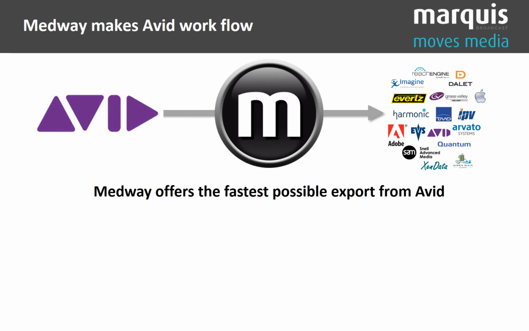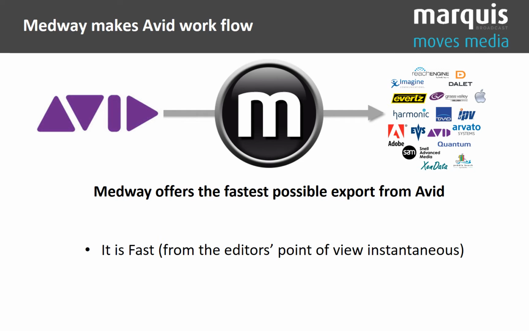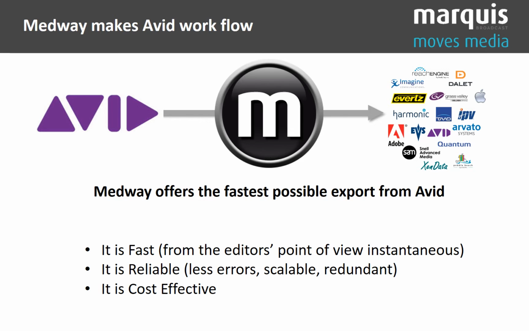In particular, Medway is the fastest possible way to export from Avid to other systems. It's fast because the preparation and transfer is performed by a Medway server, freeing up Media Composer and allowing the editor to move on to the next piece of work immediately. It's reliable as there are fewer human errors because all workflows are predefined. And it's cost effective, offering much more flexibility and speed compared to more expensive competitors.